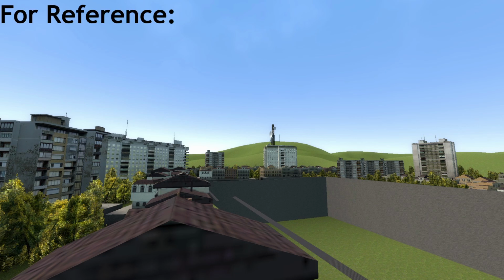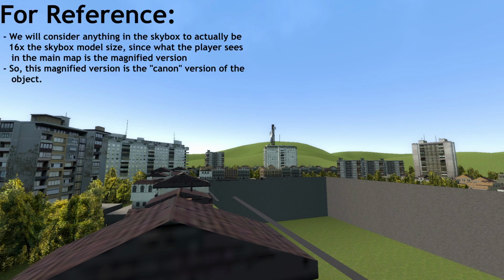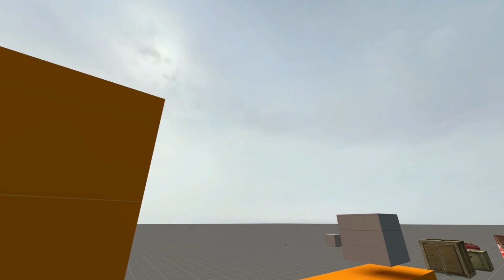For here though, we'll say it actually is 16 times larger, so when we talk about things in the skybox here, the quote-unquote actual size will be what we see in the main map, and not the 1 to 16 scale model in the skybox, because the canon objects which players are meant to see are what we will consider. I mean, after all, Gordon Freeman doesn't know if there's a skybox, and if he did, he would be having more concerns about an existential crisis. So, we'll say actual size is what's in the main map. Now it's time to measure.